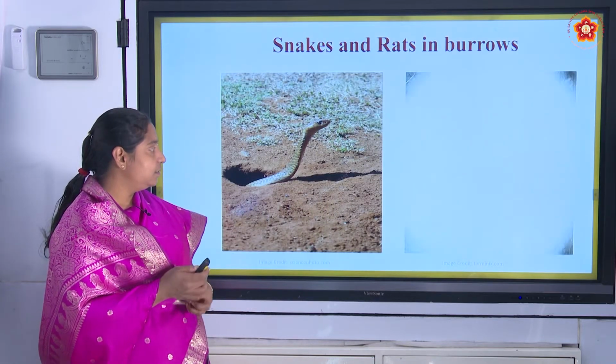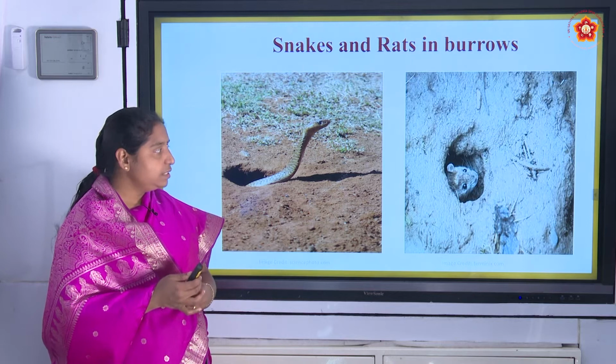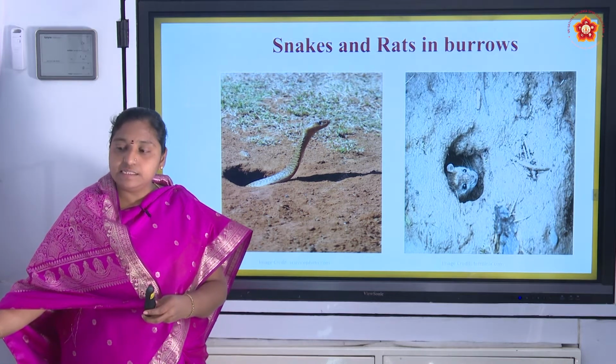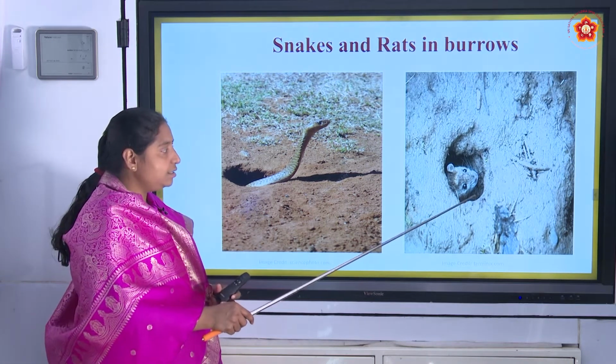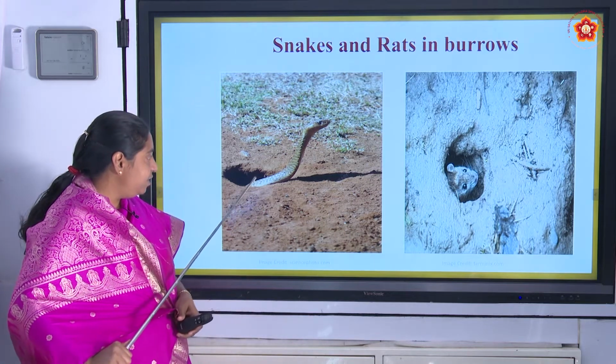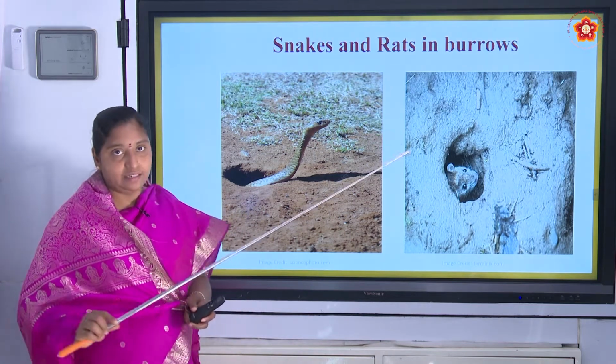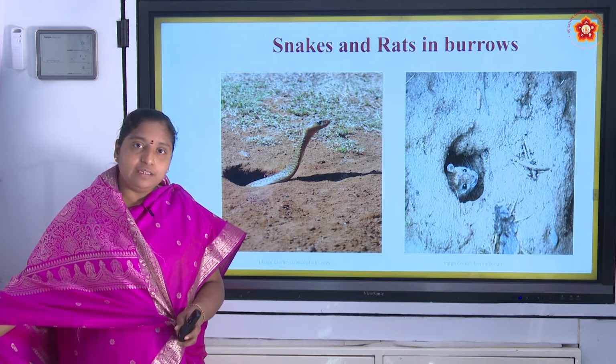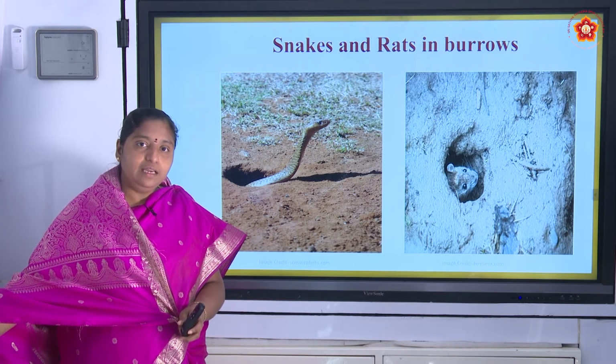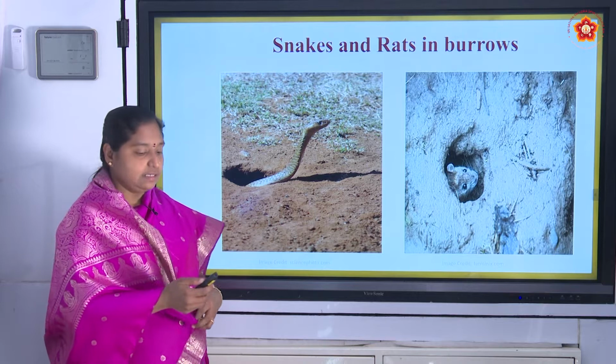See how the rats and the snakes live in burrows and come out during the night, because during the daytime it is very hot in deserts.